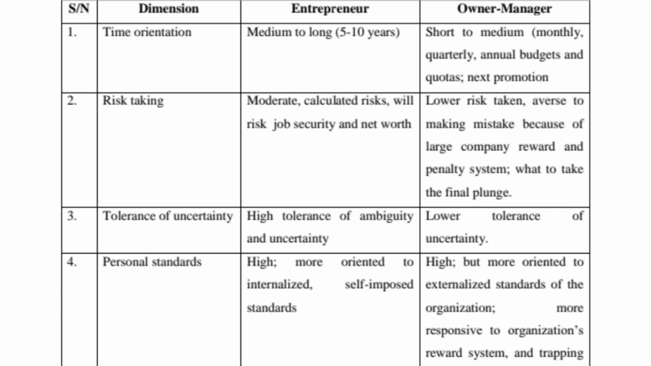3. Tolerance of uncertainty. Entrepreneurs have high tolerance of ambiguity and uncertainty, while owner-managers have lower tolerance of uncertainty. 4. Personal standards. Entrepreneurs have high personal standards, and are more oriented to internalized, self-imposed standards. While owner-managers also have high personal standards, but are more oriented to externalized standards of the organization, and are more responsive to organization's reward system and trappings, such as status, job titles, etc.